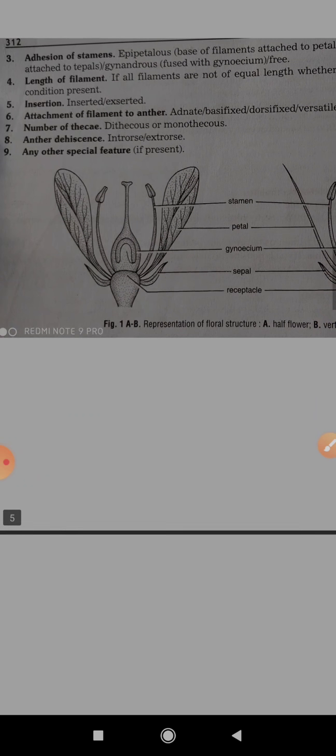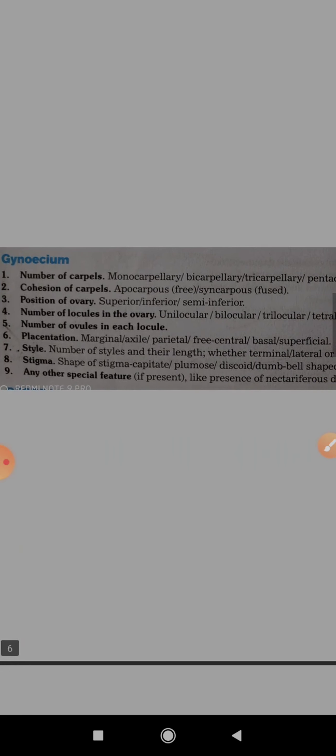right? Then of course the length of the stamen, how is the anther attached? There are different ways in which the anther is attached that we have not done, so we won't go into the detail of that. Then the theca present, and if there is any other special feature present in the stamen. We move on to the next one, that is the gynoecium or the innermost whorl.